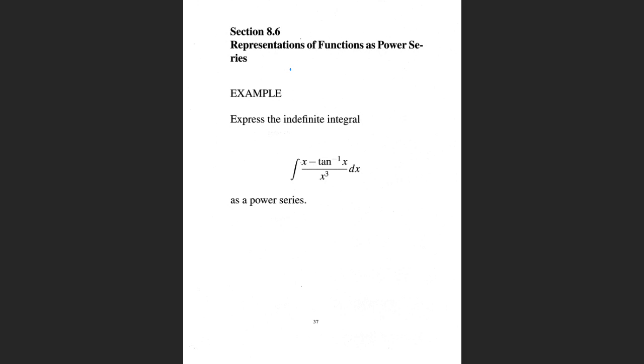So, if we had the integral of x squared dx, we'd say, okay, that's x cubed over 3 plus a constant, and we wouldn't need a power series. But here we have the antiderivative of x minus arctangent of x over x cubed. Do you know offhand the antiderivative of that? Does an explicit antiderivative even exist? Probably not, right?